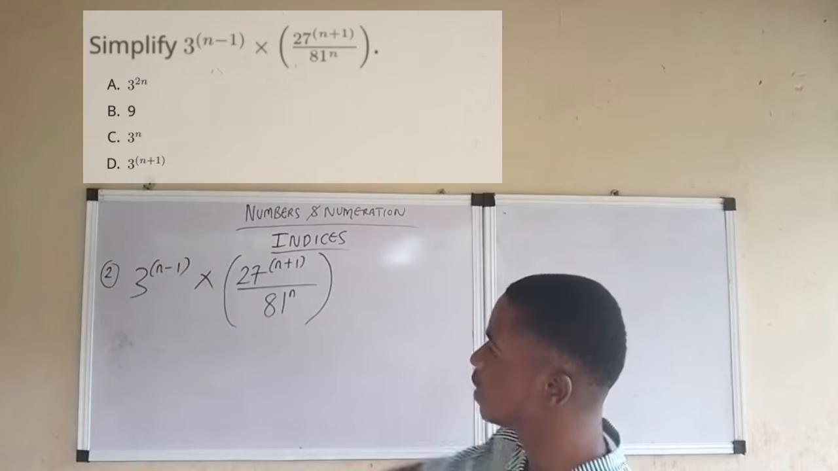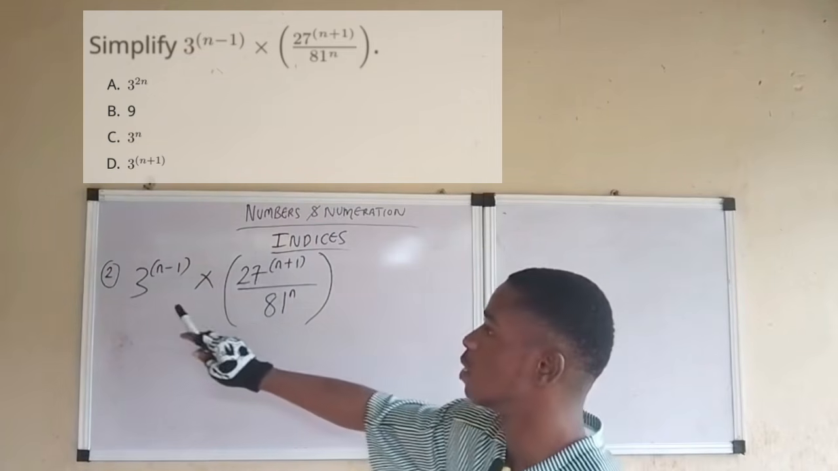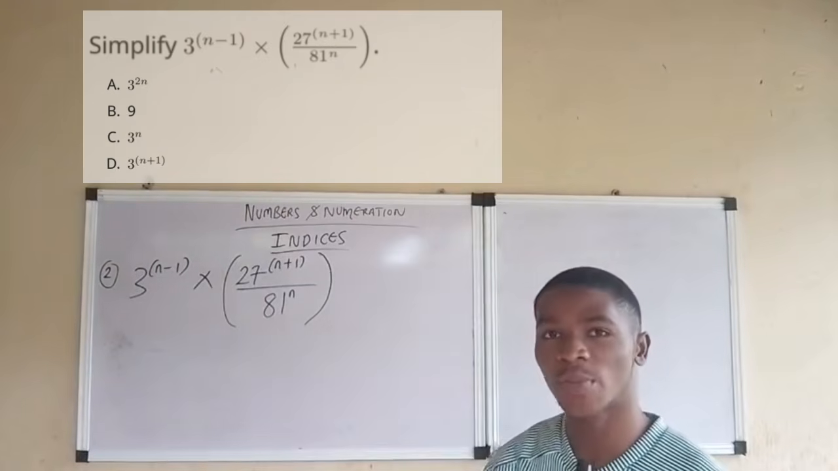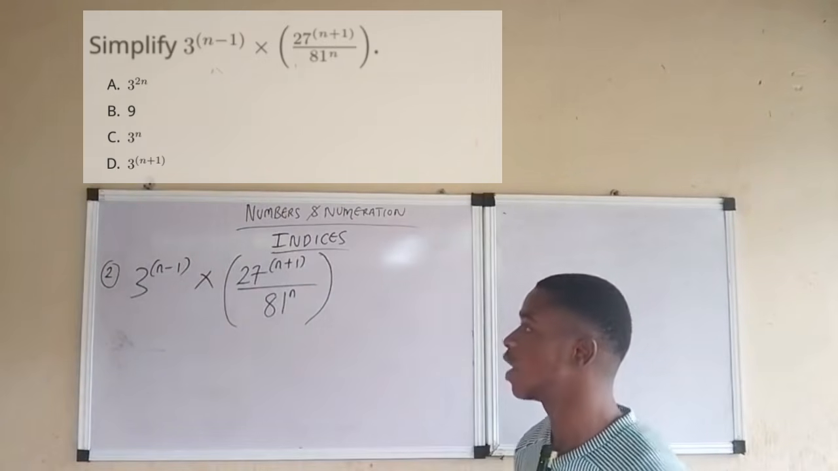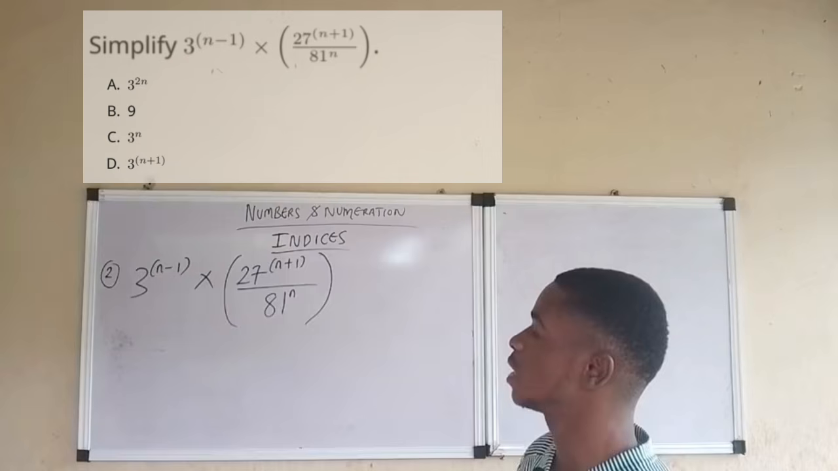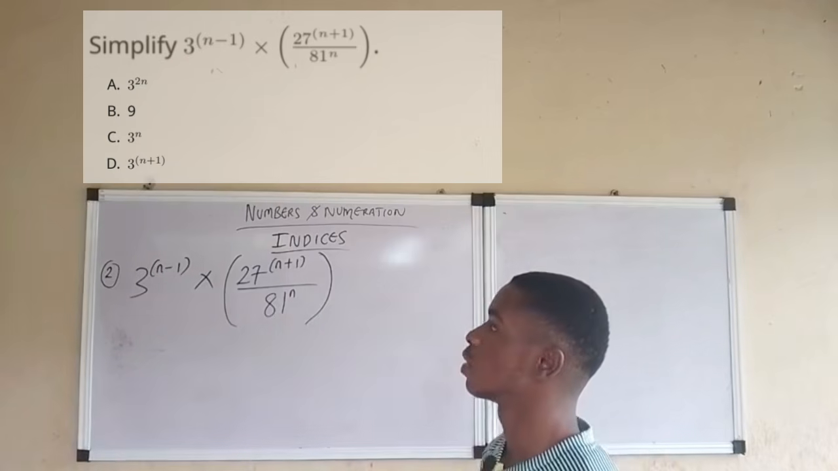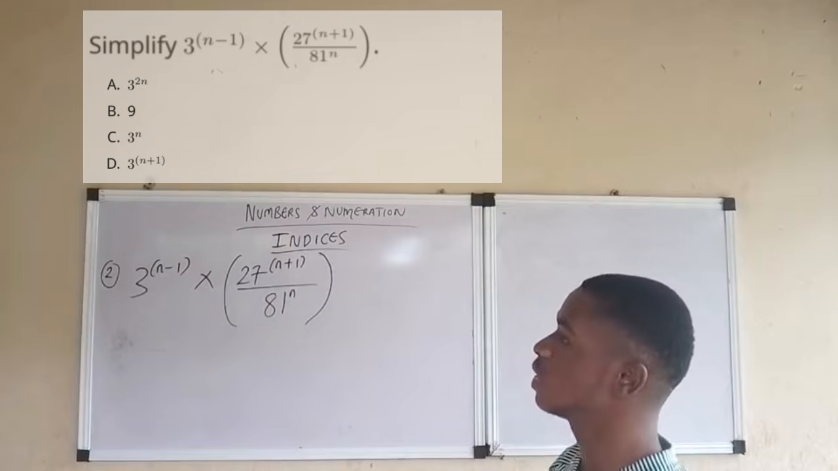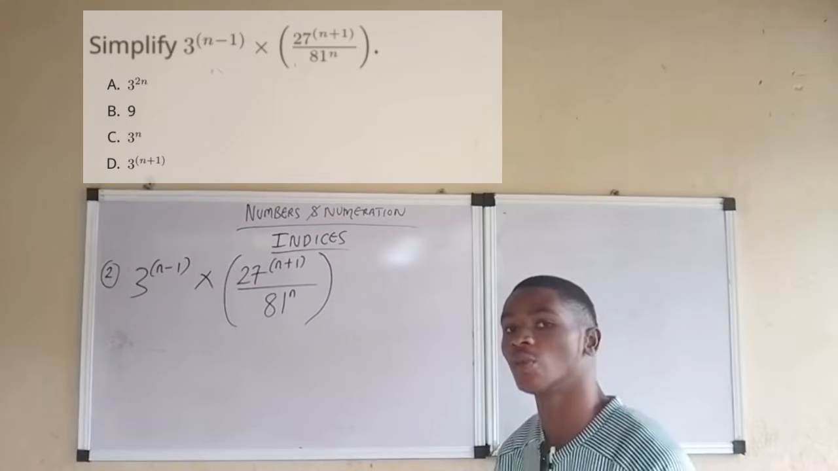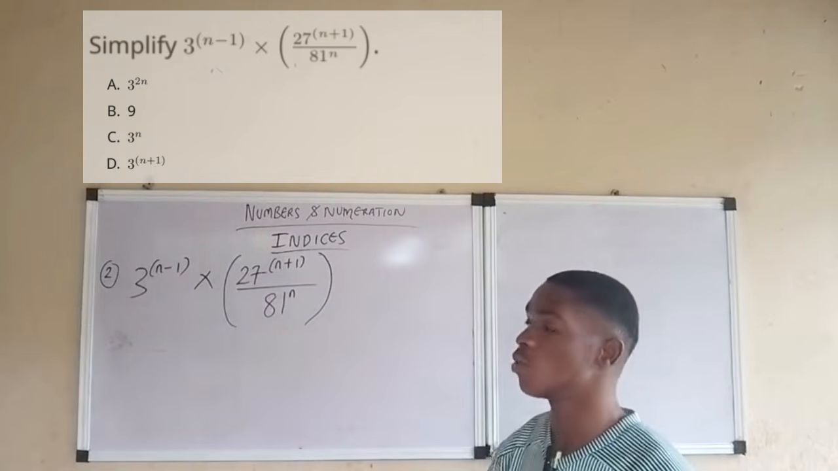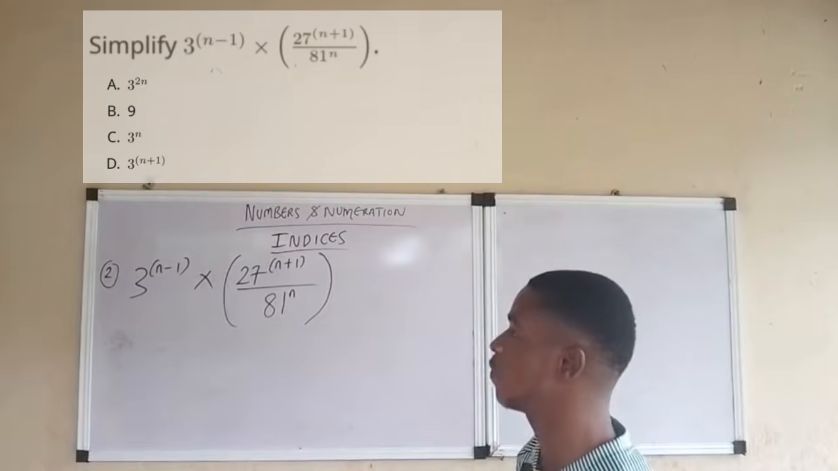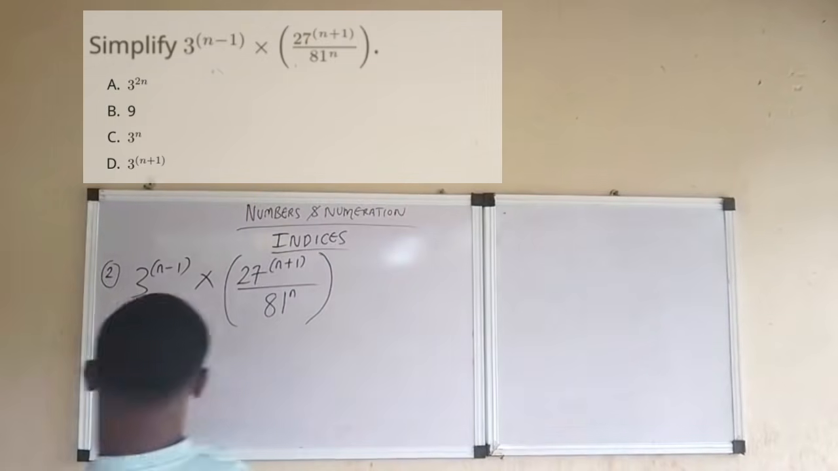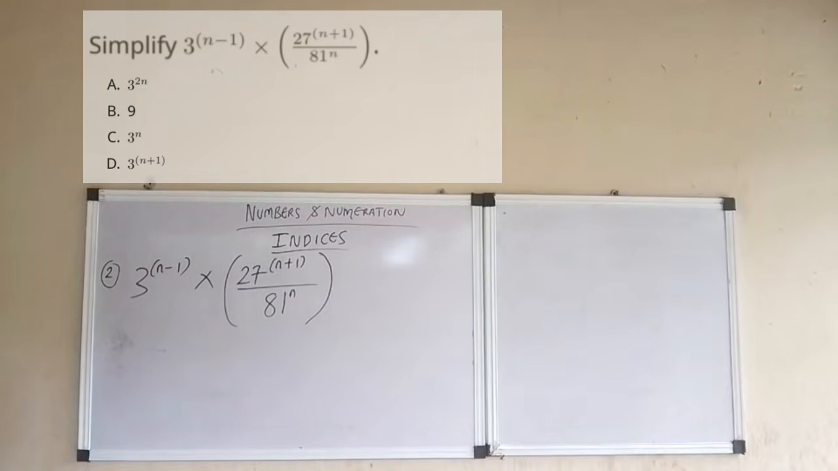Also, notice the base. Always look at the base. We have to express them as a rational power of a common number, all right? And in this case, we can express them as a rational power of 3. 27 is the same as 3 raised to power 3, and 81 is the same as 3 raised to power 4. Remember, the idea is to express them having a common rational power so that we can simplify further. So let's get into the solution.